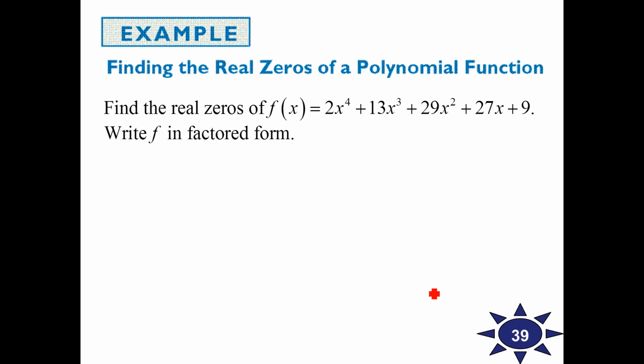Okay, let's do this one more time, finding the real zeros. So we've got a lot of options here. 4 possible zeros, and the possibles are going to be the factors of 9, which is 1, 3, and 9, over the factors of 2, which is 1 and 2. So possibles are plus or minus 1, 3, 9, 1/2, 1.5, 3/2, and 9/2, 4.5.